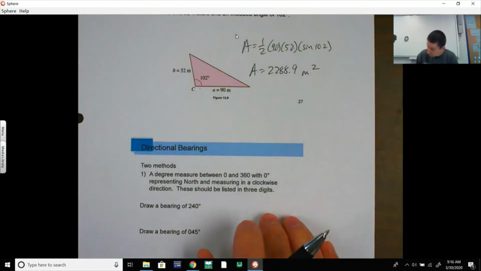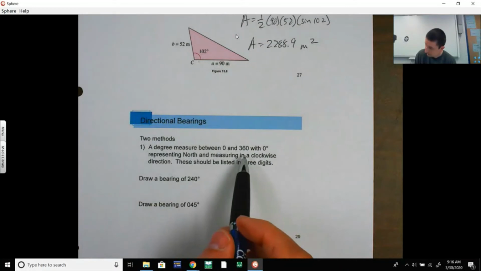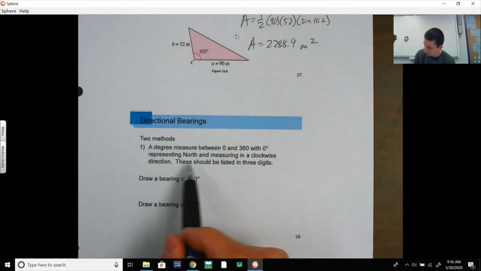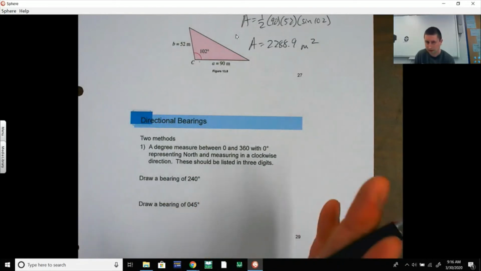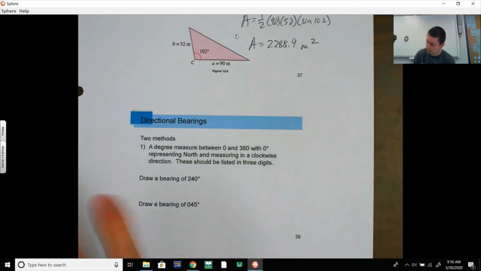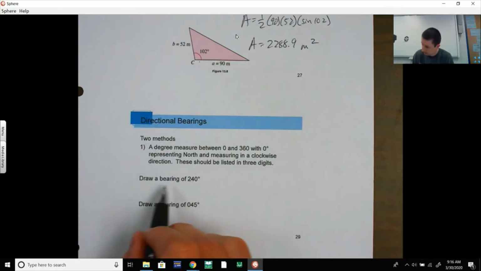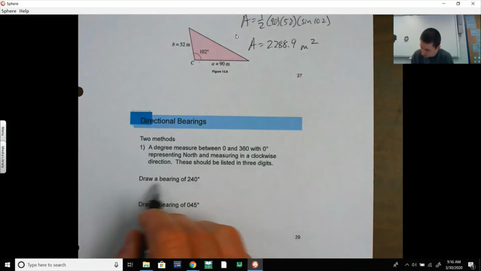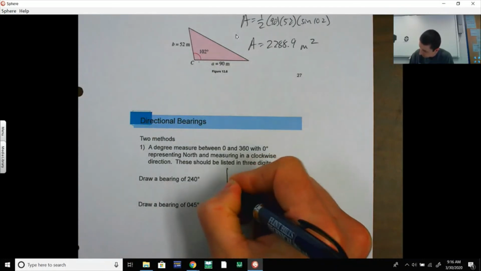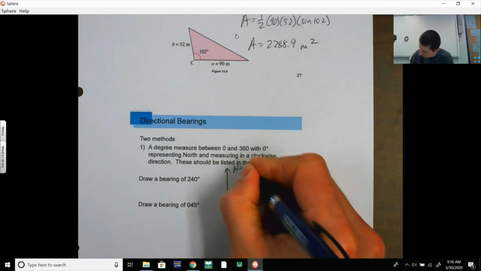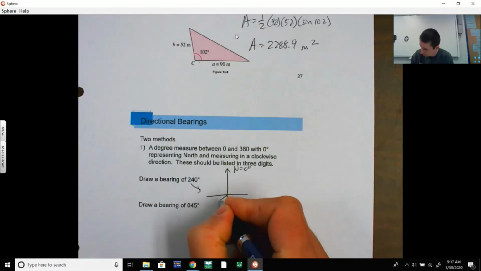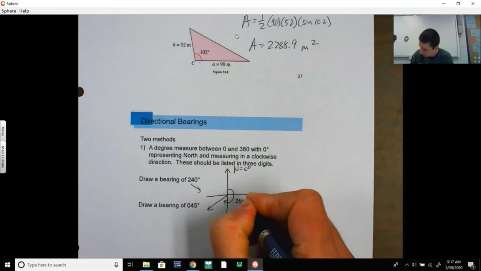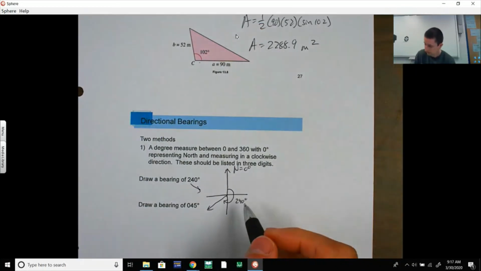Okay, directional bearings, we're coming up here. A degree measure between 0 and 360 is representing north. 0 degrees represents north, measuring clockwise in direction. If you ever listen to any air flight shows, we want a heading of 090, that'd be due east. These should be listed in 3 digits. So a bearing of 240, north is 0 degrees. 240 degrees would be somewhere over here, all clockwise, going this direction. This is kind of different than what our vectors did.